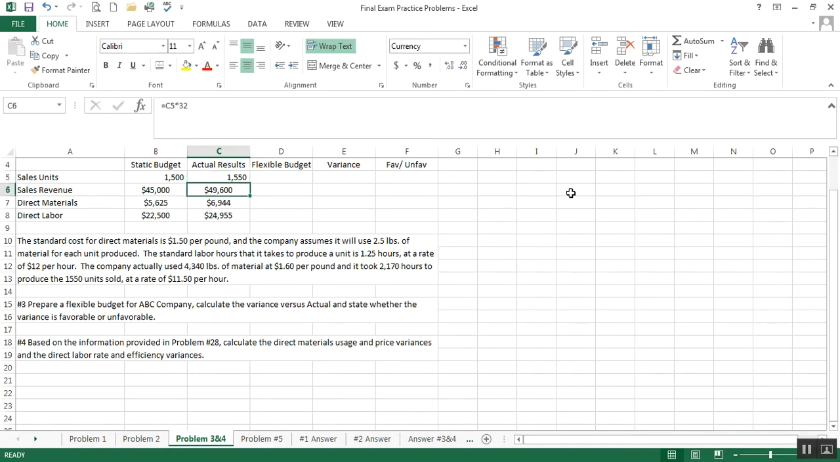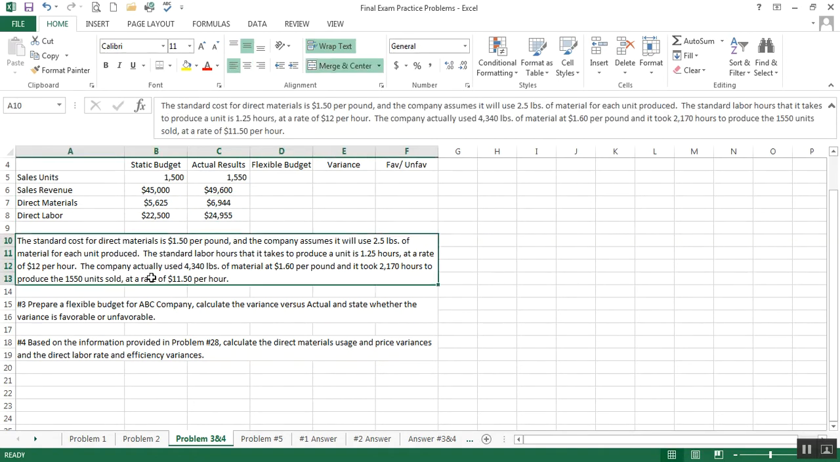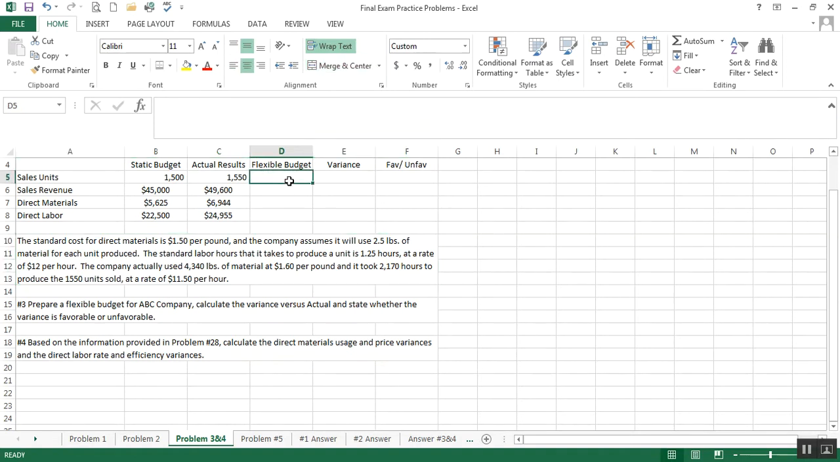Our revenue was $49,600. Our direct materials cost $6,944, and our direct labor cost $24,955. The assumptions here say that the company actually used 4,340 pounds of material at $1.60 per pound, and it took a total of 2,170 hours to produce those 1,550 units sold at a rate of $11.50 per hour. If we were to compare just these two, we would assume that our revenue would be up and our costs would be up because we sold more than we thought we would.